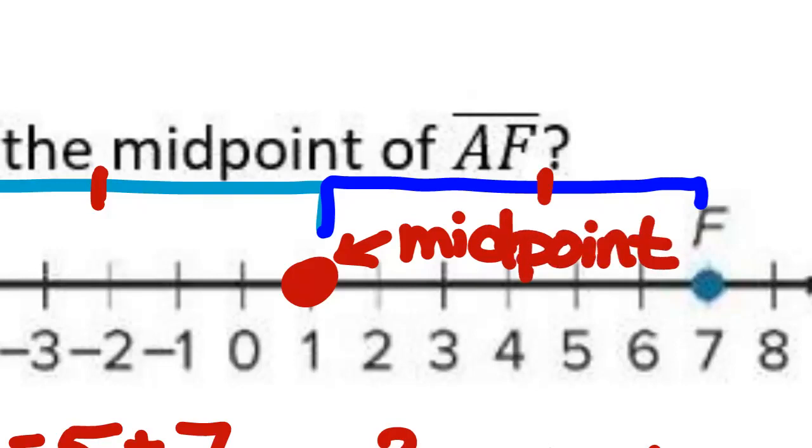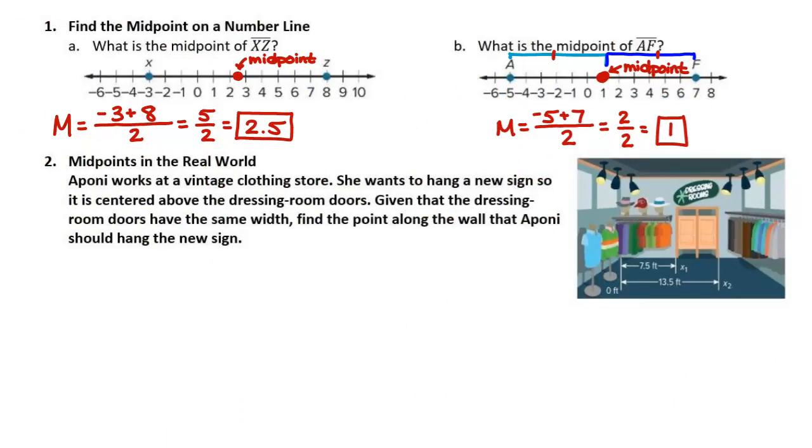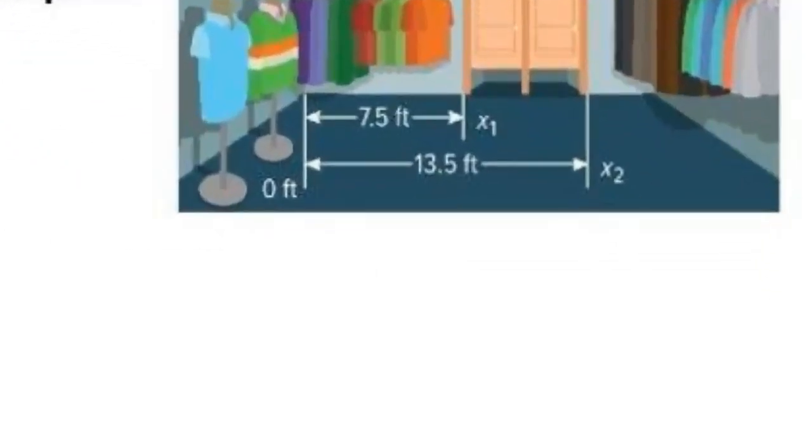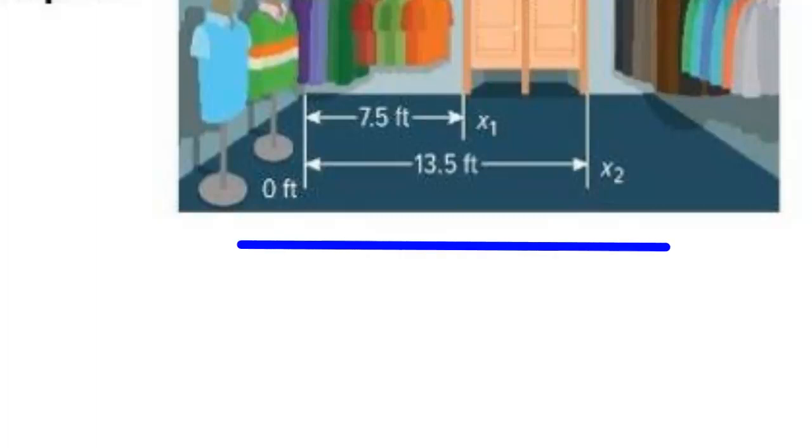All right, let's look at this in a real world scenario. It says Pony works at a vintage clothing store. She wants to hang a new sign so it's centered above the dressing room doors. Given that the dressing room doors have the same width, find the point along the wall that Pony should hang the new sign. And then we've got this picture to look at over here. So we basically have a number line. They don't show the line part, but they are giving us the distances here.